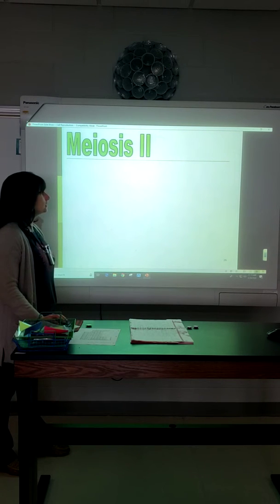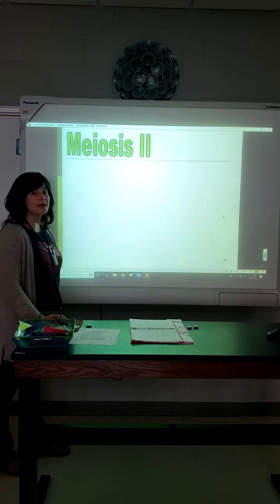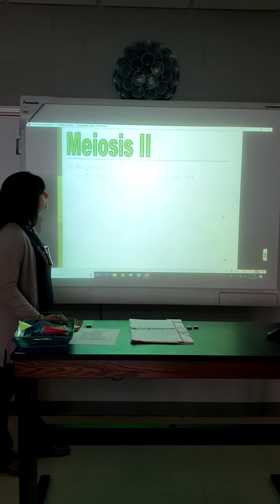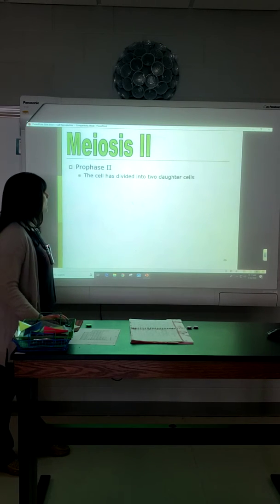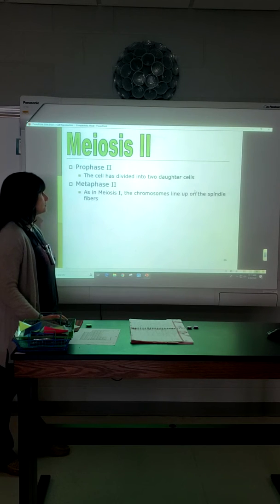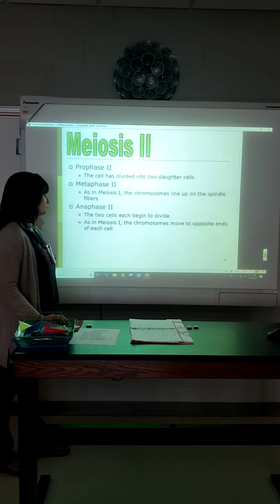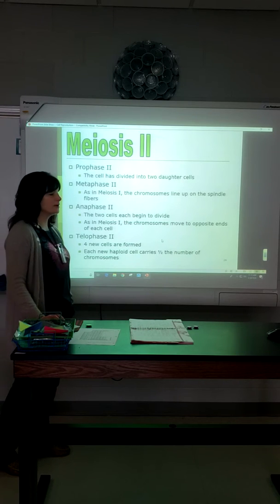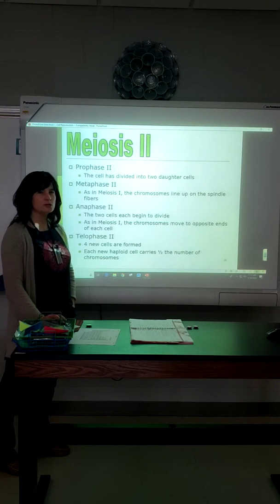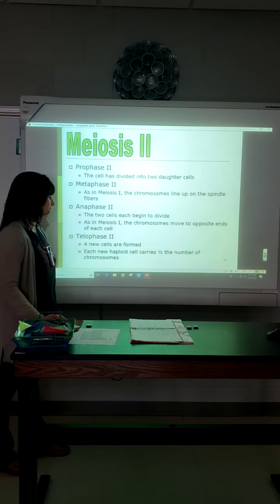Here's where it changes. It goes through a second cell division. And so the 2 daughter cells are now going to start to divide again. And just like in meiosis 1, the chromosomes are going to line up on the spindle fibers, and the 2 cells begin to divide. And just like in meiosis 1, the chromosomes move to opposite ends of each cell. And then you get 4 new cells that are formed. And I'll show you some visuals of this here in a minute.